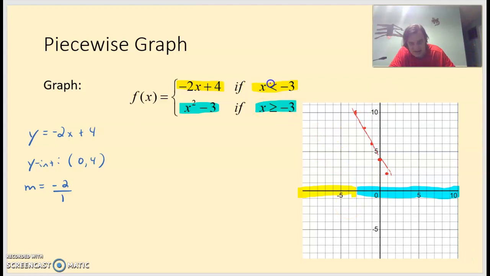And if we see this less than negative 3, that's an open circle. So I'm going to come up here. Well, I'm going to go ahead and complete this line, and I'm going to put my open circle up here. And I'm going to come back and erase the part that I can't use, and I might clean this up a little bit as well.